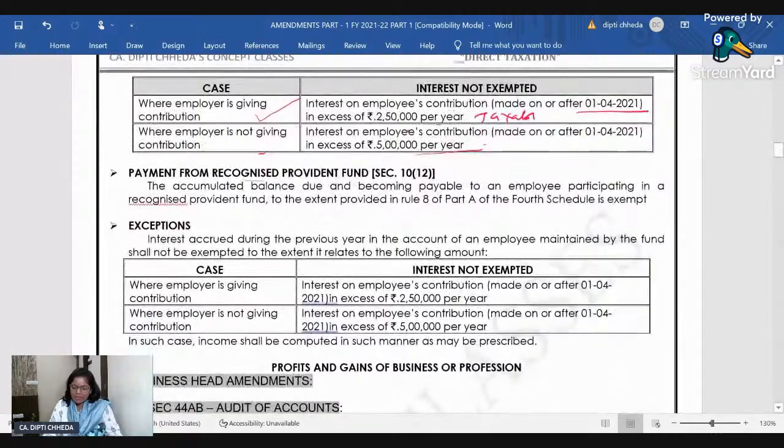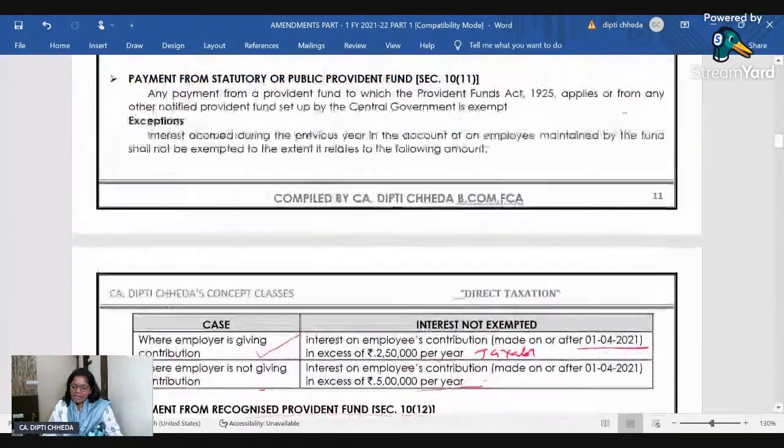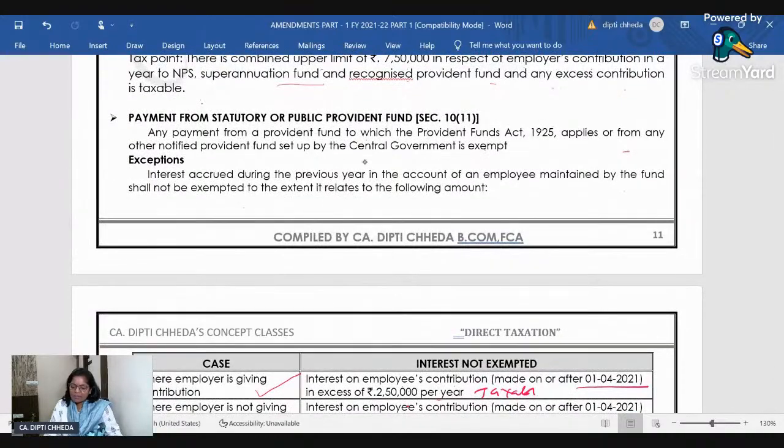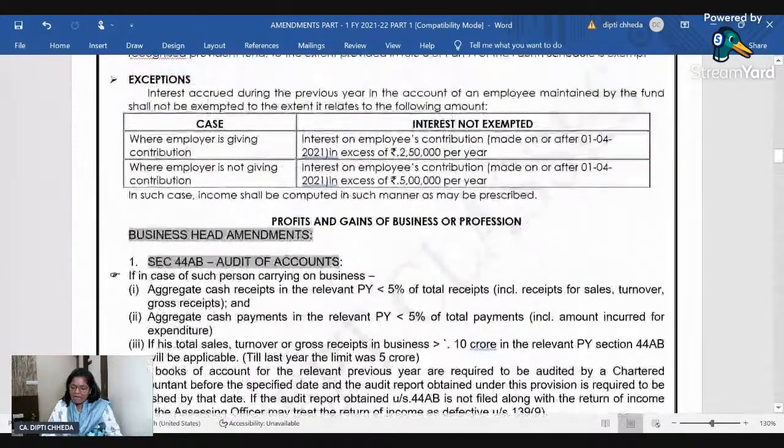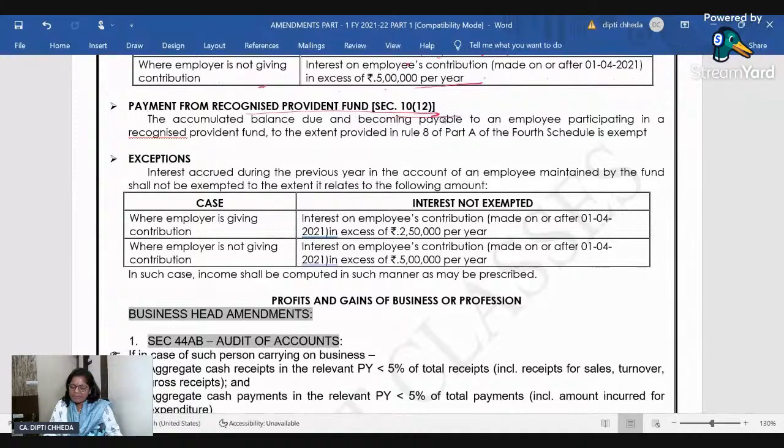Same for the recognized provident fund. Generally, the amount received on maturity of SPF is exempt under 10(11) and RPF is exempt under 10(12). But interest on contributions in excess of 250 made after 1/4 will be taxable when the employer is contributing, and when the employer is not contributing, the limit will become 5 lakh. Clear to all of you? Right.